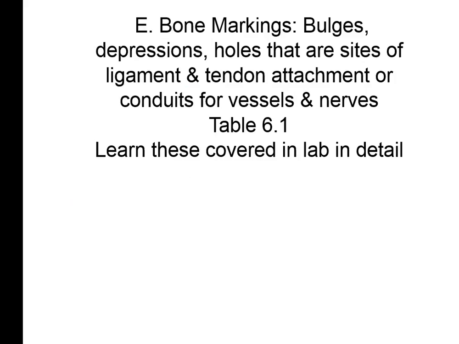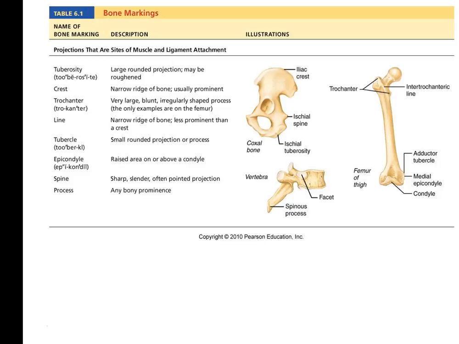So let's move on to another macroscopic feature, and it's called bone markings. In lab, you should be going over all the processes, bulges, depressions, and holes that are found on bones. These are sites for ligaments and tendons to attach. These are places for blood vessels or nerves to enter and move through the body. And you'll learn in quite a bit of detail what each one of these processes is and the name of these processes on the bones. But very quickly, Table 6.1 in your textbook lists some of these markings.